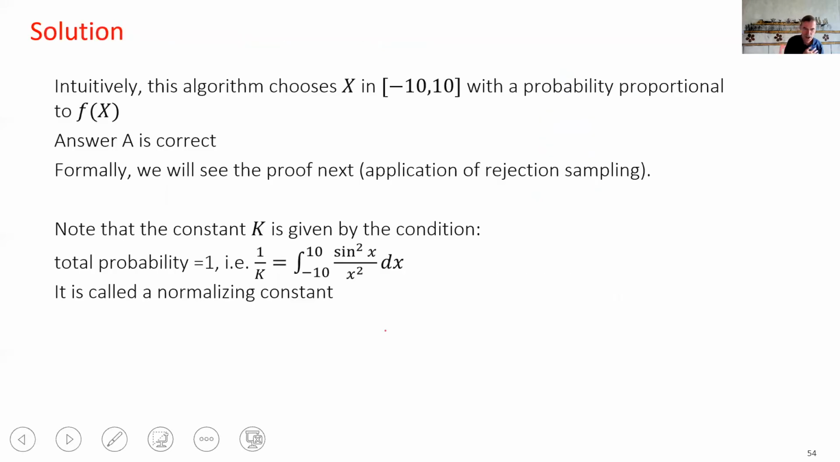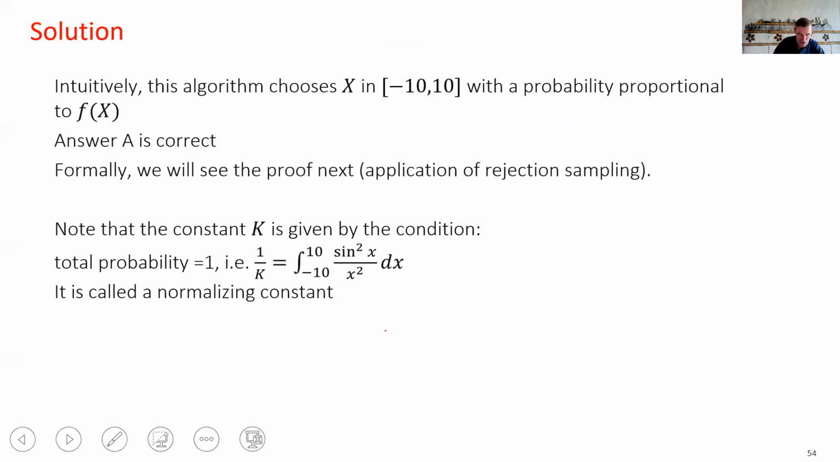Well, intuitively, the algorithm is choosing a point between -10 and 10 with a probability that's proportional to the PDF here. So at least as a hand-waving argument, perhaps it would mean that it draws from the PDF f. But admittedly, we need to be careful. So we will see the proof next.